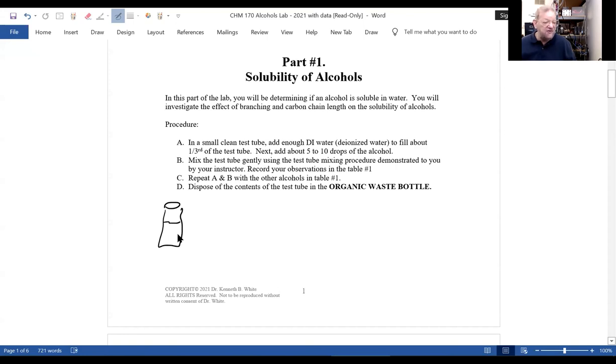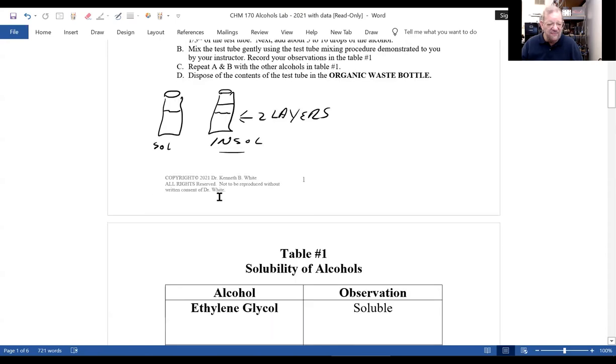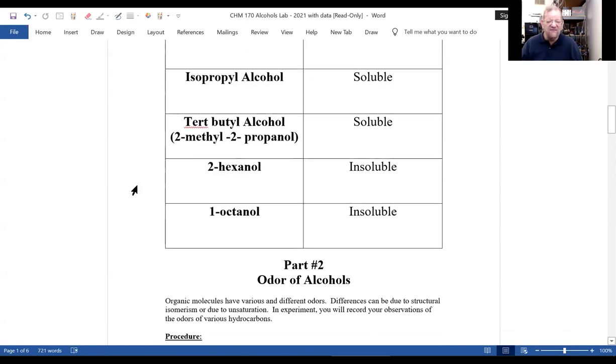you'd say it's soluble. If you saw two layers, it's insoluble. And that's what we're doing in this reaction or this part of the lab. Unfortunately, I can't do this, or you can't do it at home, so I gave you the data.